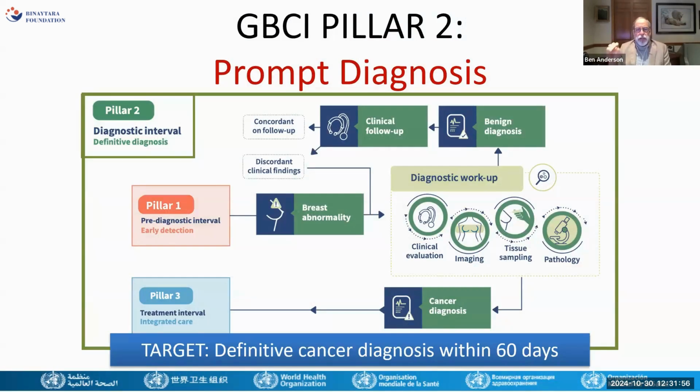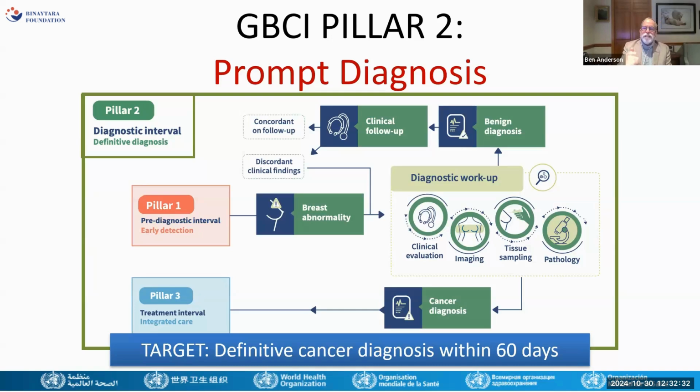So the second pillar of the framework is prompt diagnosis, because if you find 10 women who have a lump in the breast, lumps are very common, 1 out of 10 will be cancer, 9 out of 10 will be benign. You have to be able to do a diagnostic workup in a reasonable period of time. This is very standard. Clinical evaluation, standard imaging with mammography and ultrasound. Actually, ultrasound is the one that's important for palpable masses. Tissue sampling and pathology. How do we standardize this?